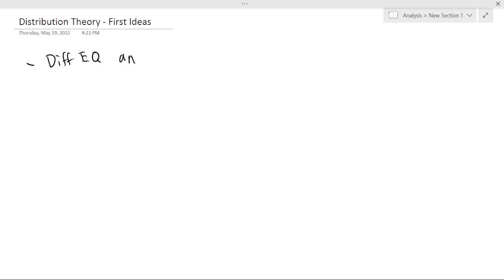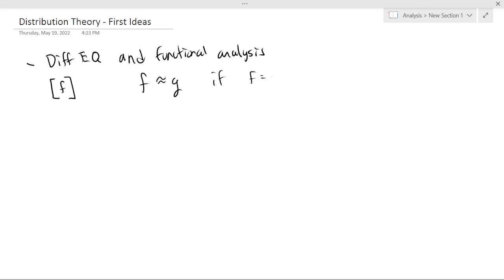First of all, in differential equations and functional analysis, we often talk about equivalence classes of functions. So we'll talk about f, and basically what this equivalence class is saying is that f is equivalent to g if f equals g almost everywhere.